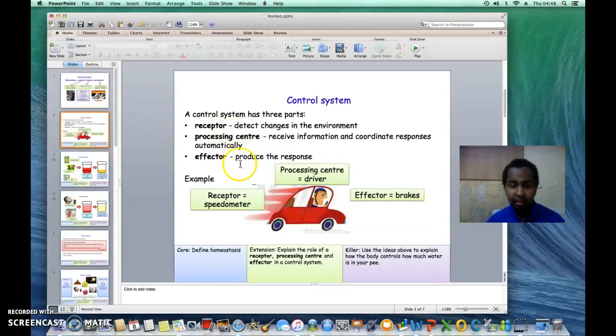You can have different examples. In this example of a car, the receptor will be the speedometer, the thing that detects the speed. The processing center will be the driver. Similarly, in your body, it will be the brain. The receptor, like the speedometer, will be the skin in your body. The effector in the body will be the muscles, but in this example, the brakes are the effectors.